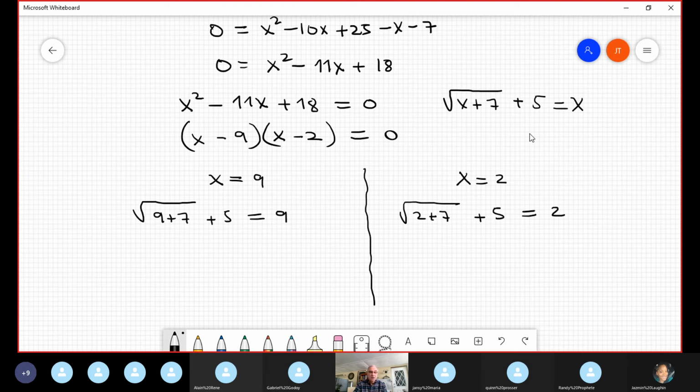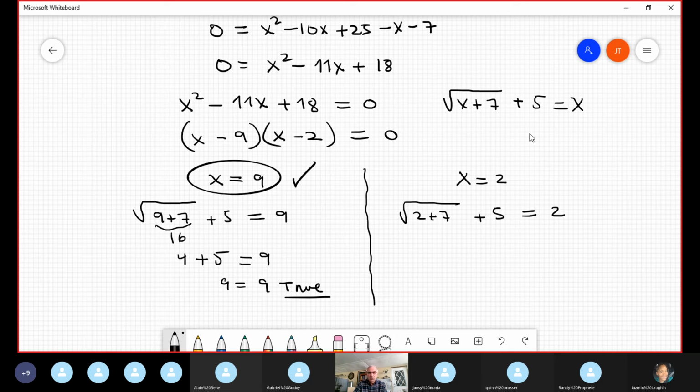Okay, let me see. 9 plus 7 is 16, no? The square root of 16 is 4, and 4 plus 5 is 9. Yes, the statement is true. It means 9 is a solution. This solution is good. However, 2 plus 7 is 9. The square root of 9 is 3, and 3 plus 5 is not 2. It's 8. The statement is completely false. Now the solution 2 doesn't work, and my final answer is that the solution for this equation is just 9.